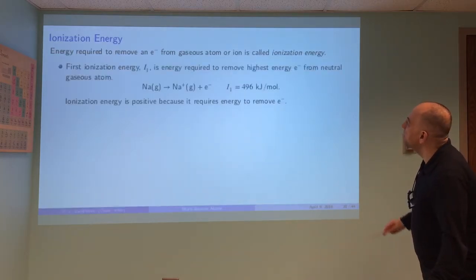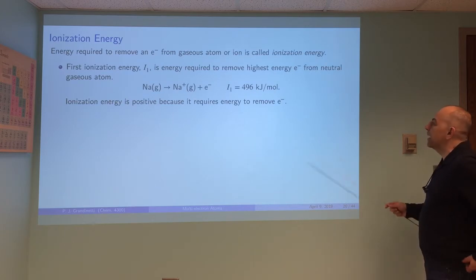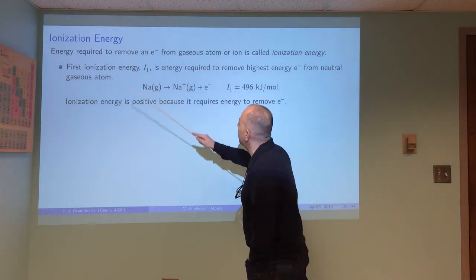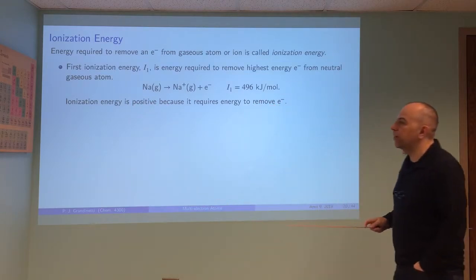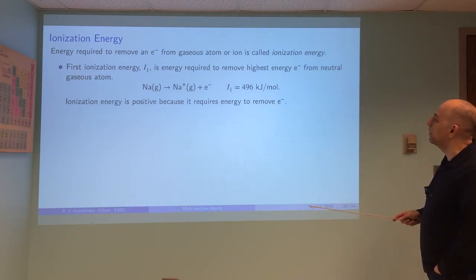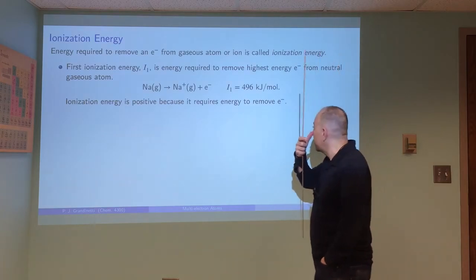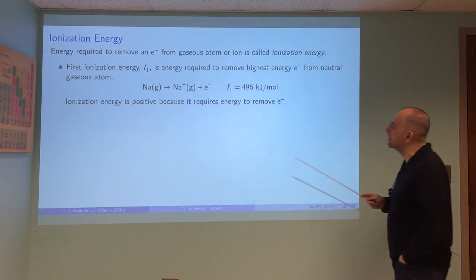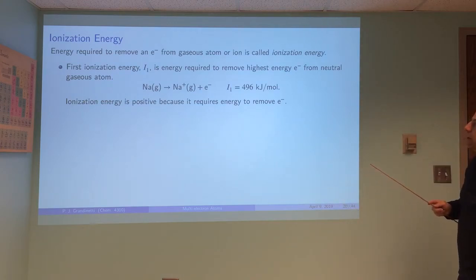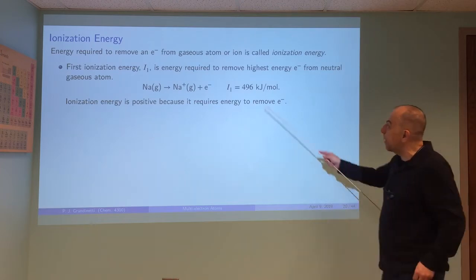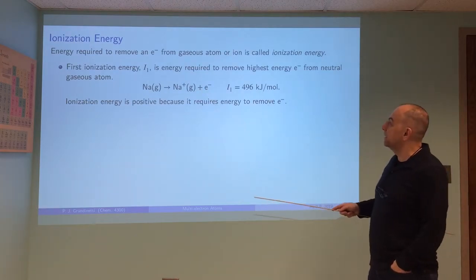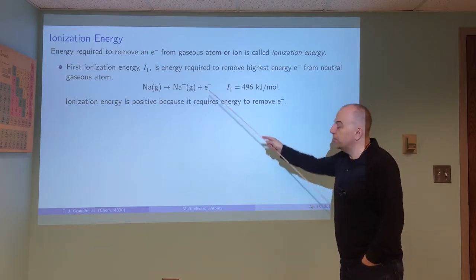So then let's look at periodic trends in ionization energy. If you look at sodium, which has a 3s1 configuration, so it's neon 3s1, and you take away an electron from it, it takes about 496 kilojoules per mole to take the electron away. So this is a positive number because it means you have to add energy into this system in order to remove that electron.